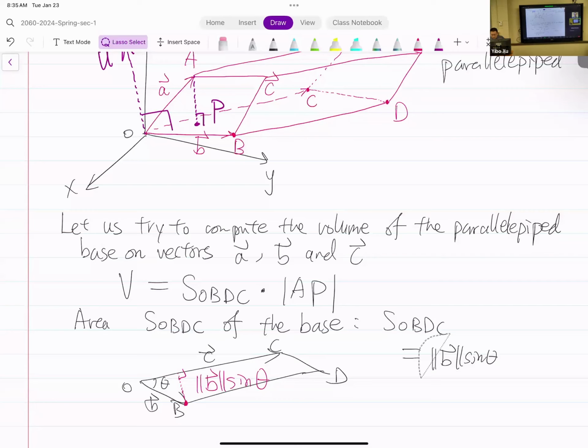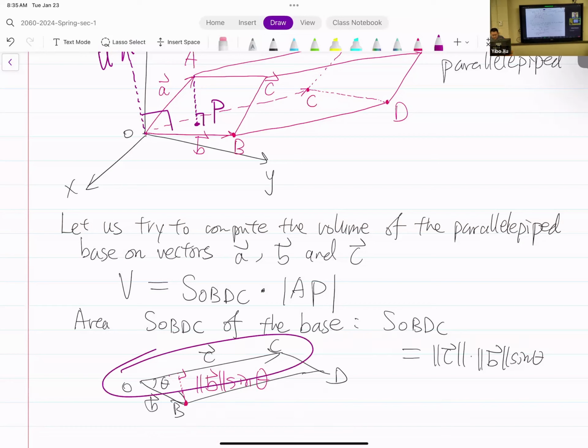So, the magnitude of C. Do we all agree? The magnitude of C. Okay. So the length of this times the height right here. They're perpendicular, so indeed you will get the area of the base, the area of the parallelogram. Right. So that gives us this part, right?